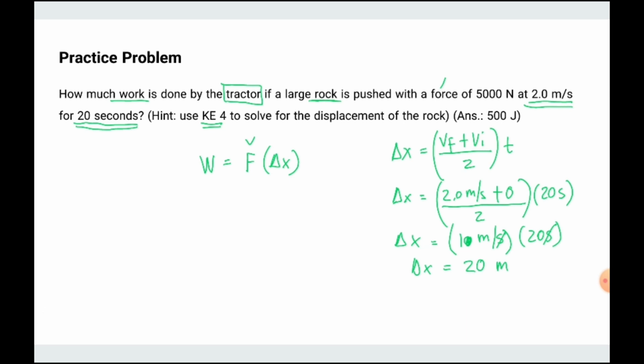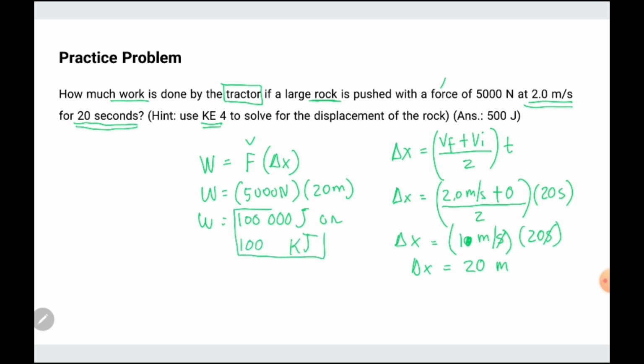Okay, 20 meters. Work: force is 5,000 newtons, a large force given by the tractor, multiplied by the displacement of 20 meters. So 5,000 times 20, that's 100,000 joules. Or in kilojoules, divide this by 1,000. This will become 100 kilojoules.